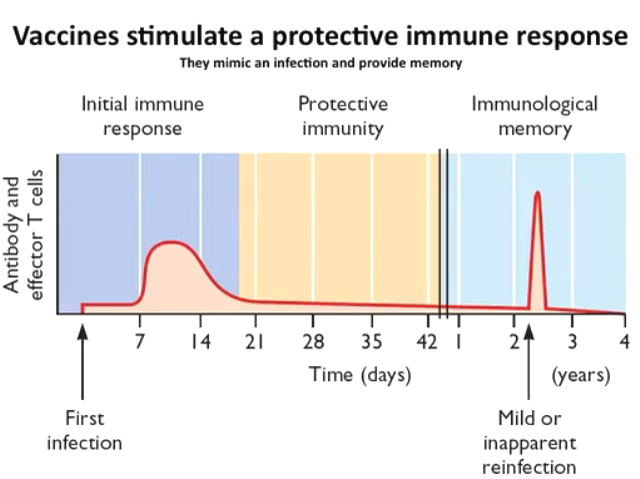So vaccines give you a protective immune response, and they mimic a natural infection and provide memory. So here's a review of a primary infection and then a memory response.